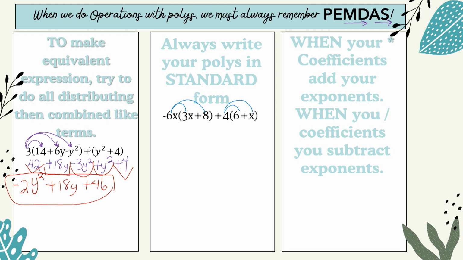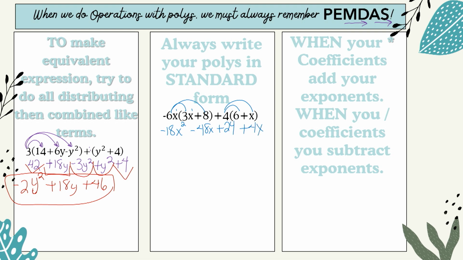-6x times 3x. Well, -6 and 3 is -18. And then when I multiply my bases, which are x, I add my exponents, which would give me x squared. And then -6x times 8 is going to give me a -48x. +4 times a +6 gives me a +24. And then +4 times a +x gives me a +4x.